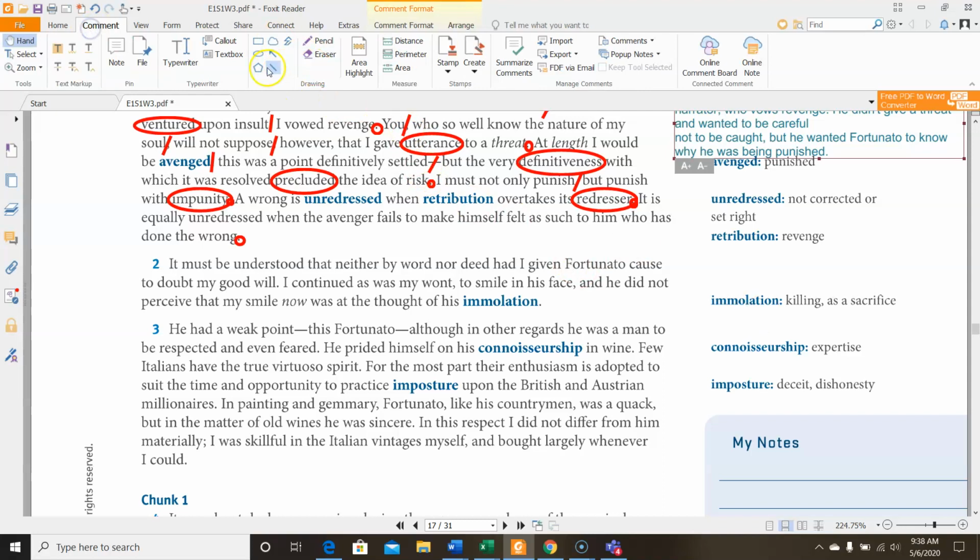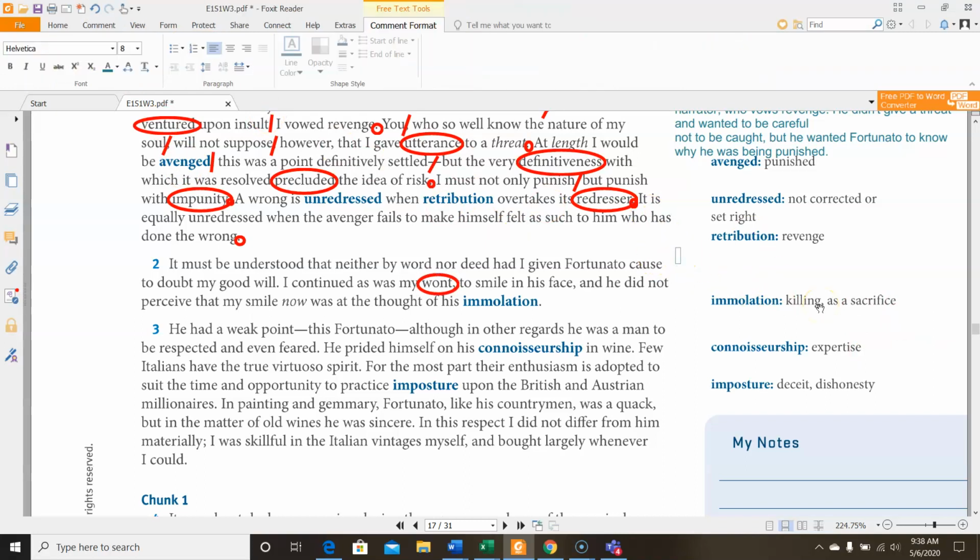So I'm going to circle here where he says wont, because it's used in an unfamiliar way here, and also immolation down here says killing as a sacrifice. So now we know that he plans on killing Fortunato. So he is still friendly to Fortunato because he doesn't want the man to think that there's anything wrong, and he doesn't realize that the man is smiling at the thought of killing him.